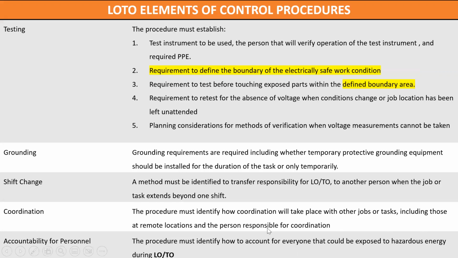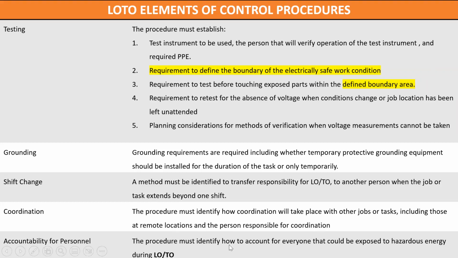So there should be a coordination, and we must identify who is the right person who is going to provide us the clearance that the task has been completed, and how we are going to re-energize the circuit. The procedure must identify how coordination will take place with other jobs or tasks, including those at remote locations, and the person responsible for coordination, whether we will be accepting email confirmation that the task has been completed, or verbal communication, etc. Then it talks about the accountability for persons.